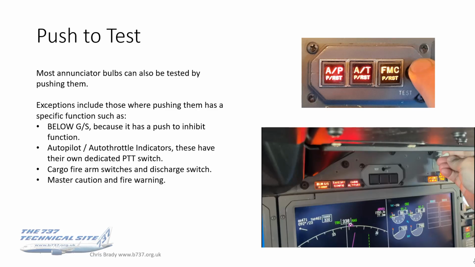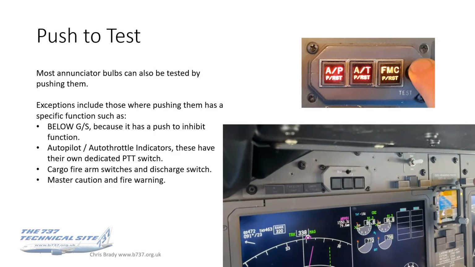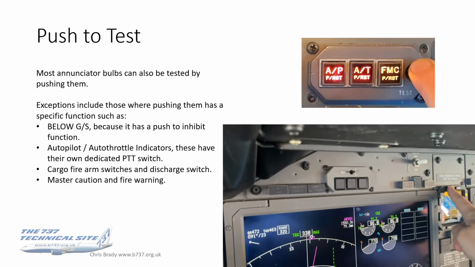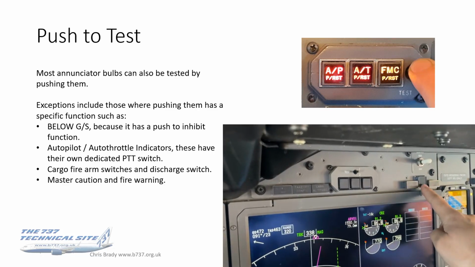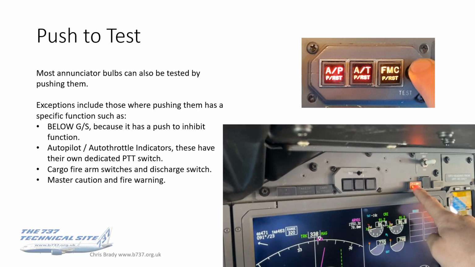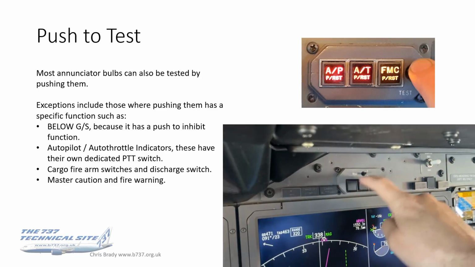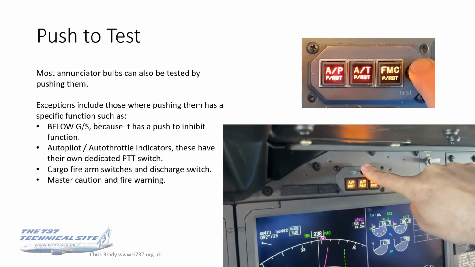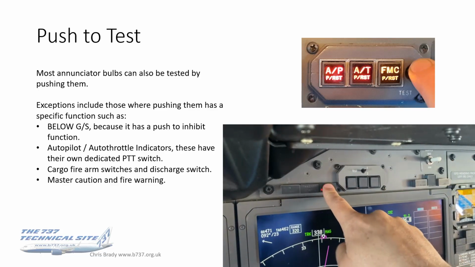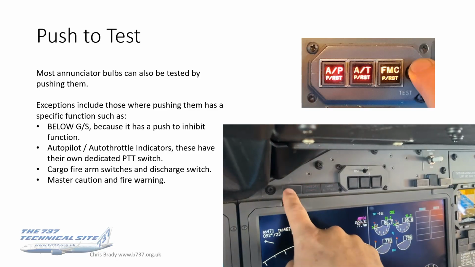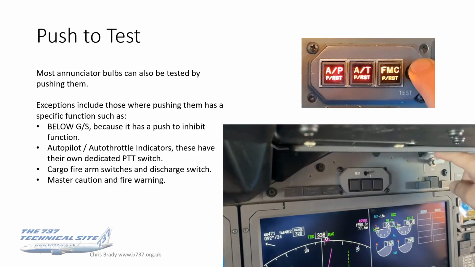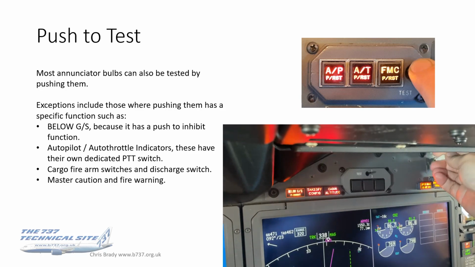Now, most enunciator bulbs can also be tested by pushing them. Exceptions include ones where pushing them has a specific function, such as below glide slope, because you've got to push to inhibit on that. The autopilot and auto throttle indicators, which have their own dedicated push to test switch, and the cargo fire arm switches and discharge switch, and master caution and fire warning. So they are on a separate system.